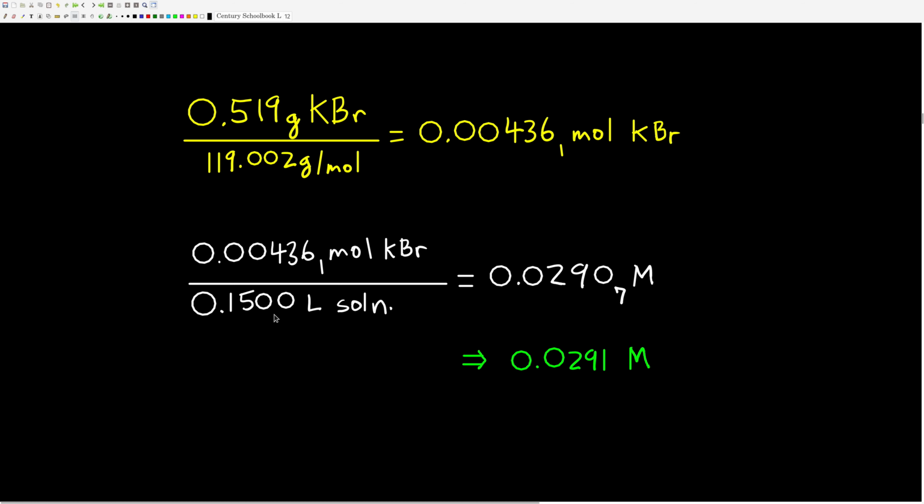The liters of solution, we were told it is 150.0 milliliters, and I did the same thing as with the milligrams. Because this was milliliters, and we have to have liters in the denominator, I moved the decimal 3 to the left, to give us 0.1500 liters of solution. Divide these two numbers, we get 3 sig figs. There's our answer. We would say that the concentration of potassium bromide in this solution is 0.0291 molar, or the molarity is 0.0291 molar.